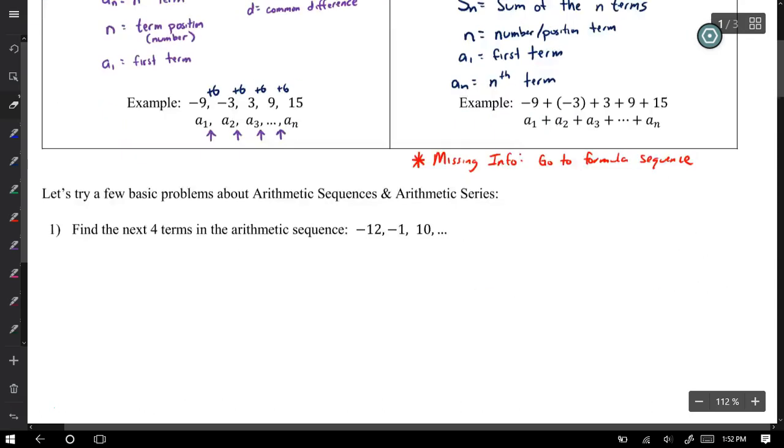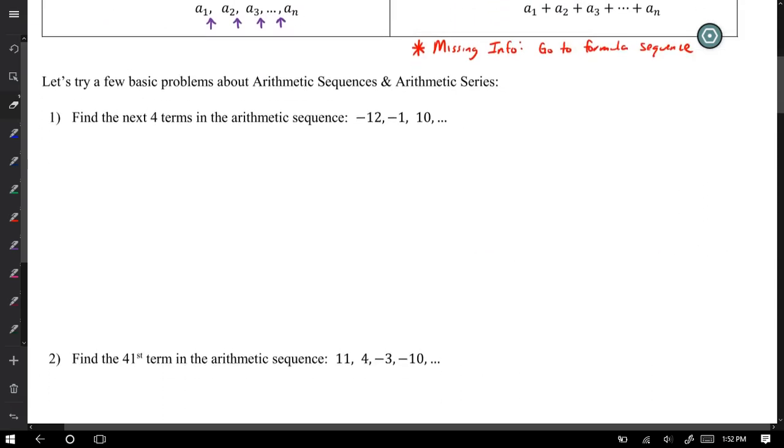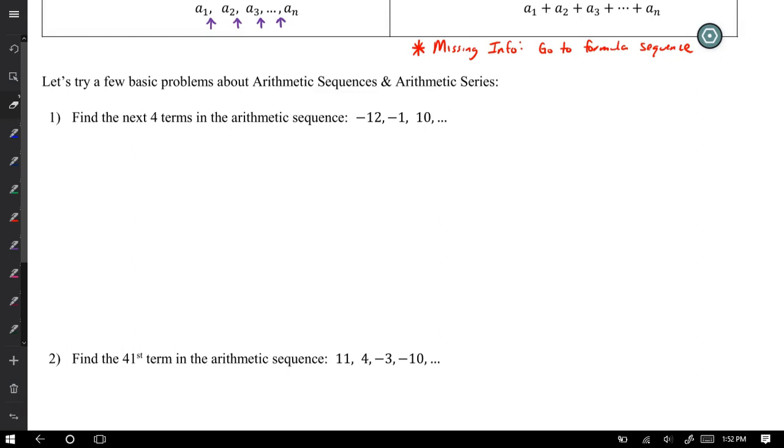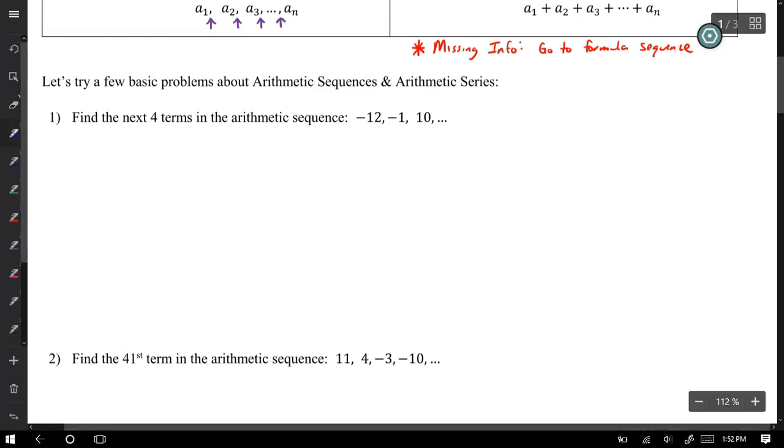So let's just try it out. We'll go basic to hard as we go through. Find the next 4 terms in the arithmetic sequence. In this case, if I want to find the next four terms, I need to find my common difference. And to save time, I'm just going to refer to that as d from this time on. So my common difference is, how do I go from negative 12 to negative 1? Or how do I go from negative 1 to 10? In both these cases, I add 11. So my common difference is 11.